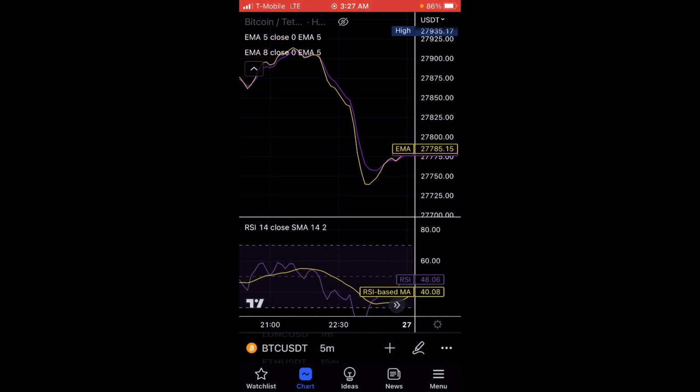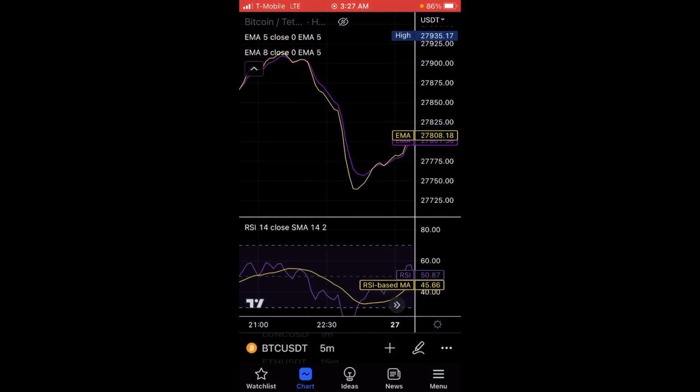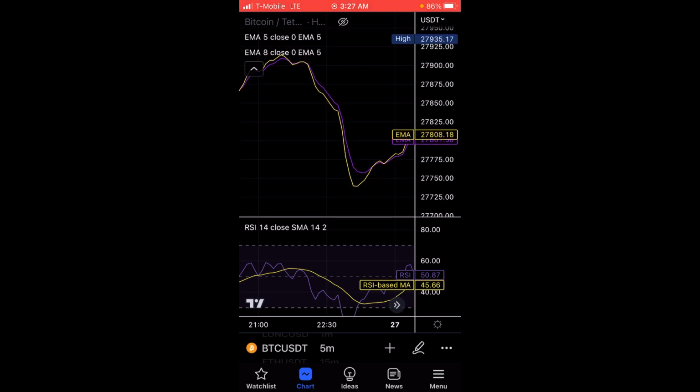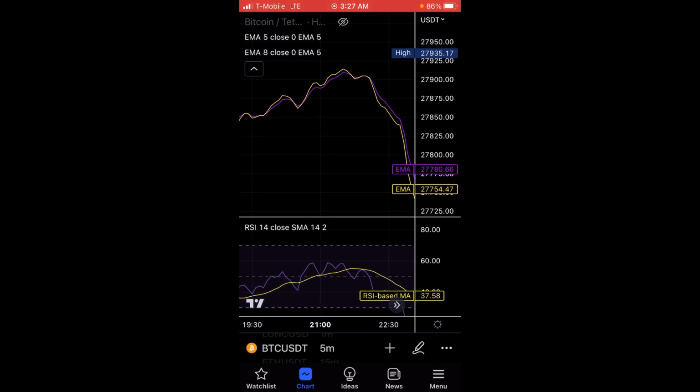Now I don't turn the candles on because you can see it more if you just shut the candles off and you see where it connects, you see where it starts and where it ends. Because I don't necessarily need to see the candles for this. You can see it crossing here, 27,899, and then it crossed up here at 27,760. So that was a scalp right there. That was a good move.